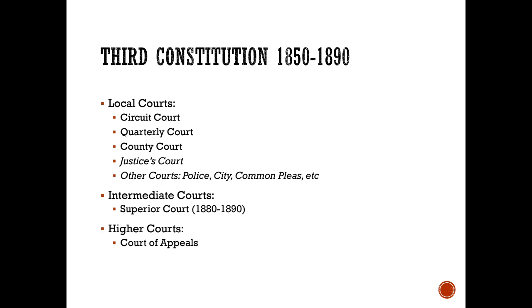Okay, but in general, while this is very complicated, the overview of most courts for that time wasn't nearly that bad. There was still the circuit court, a quarterly court, and a county court. These were generally everywhere locally. The justices' courts were kind of on an as-needed basis. And then the other courts tended to only be in the very populous, busy areas, like the police and city courts, the common pleas, things like that. There was that intermediate court, the Superior Court, in the 1880s. And then the Court of Appeals, again, was the highest court level. But in general, this was all that was really happening in the Third Constitution. It just got a lot more busy when you tried to navigate it at the time.